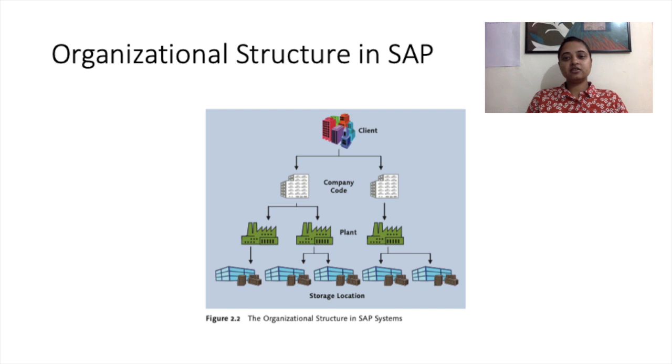So a client is the highest element in the organizational structure. The client is having one or more company codes assigned to it. So below the company code we have one or more plants assigned to it, and each plant is assigned to one or more storage locations. Each company has a set of purchasing groups who are the buyers, but it is independent of the organizational structure, so it is not assigned to a purchasing organization or company code.